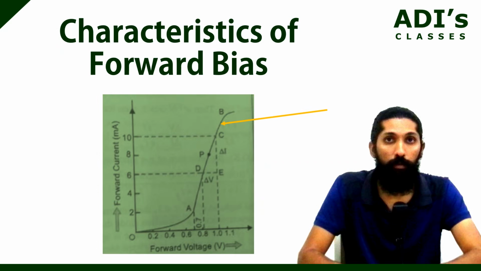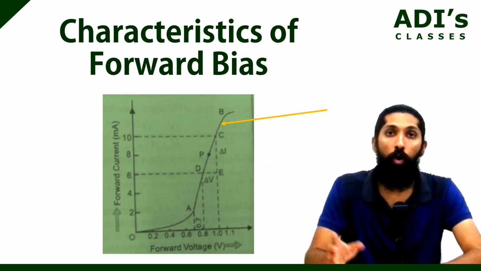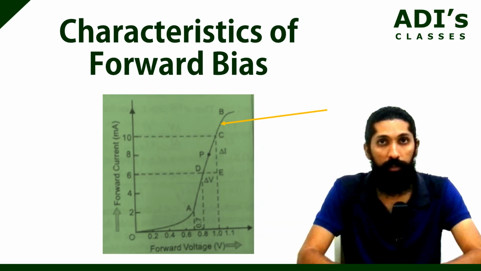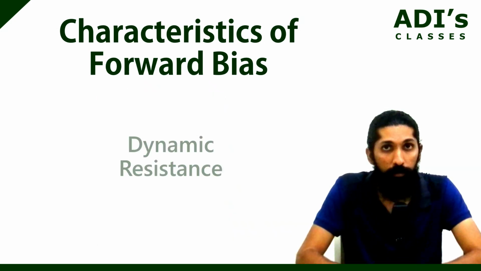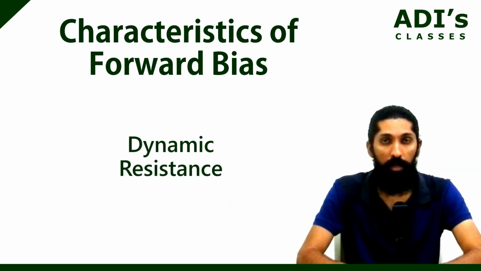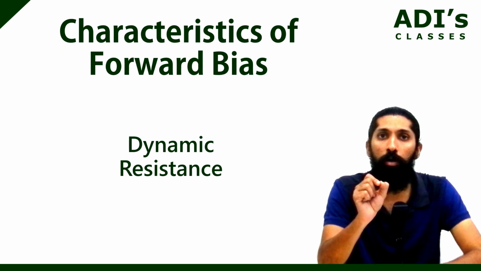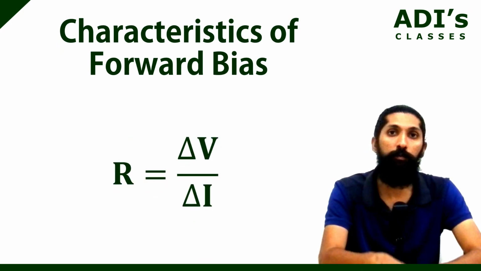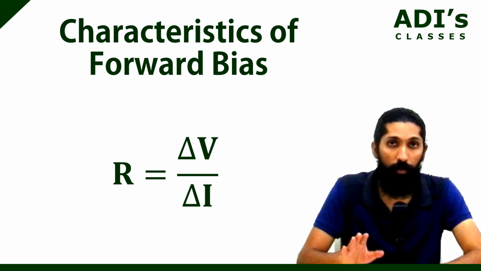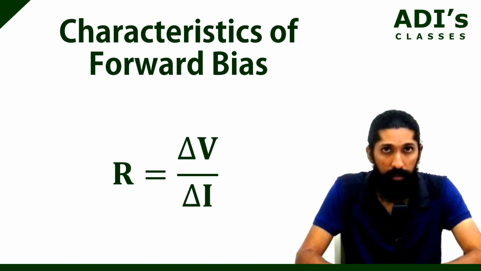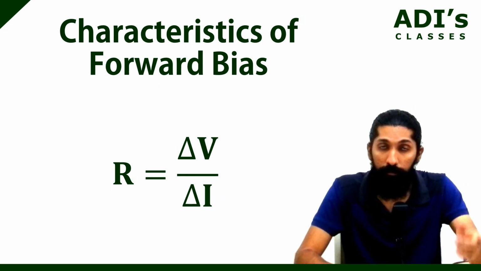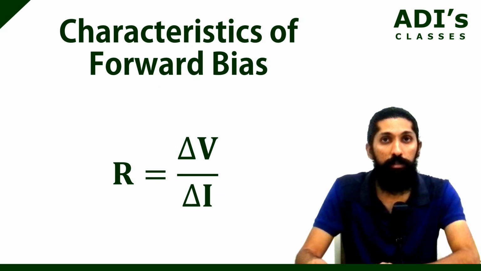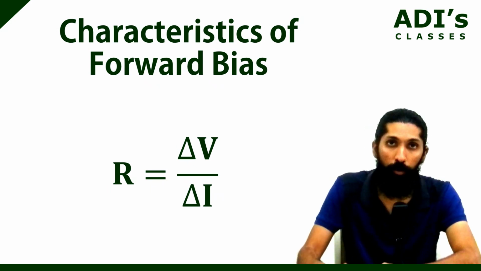Now here, when we talk about resistance, resistance is clearly not constant. Ohm's law fails in this particular case. So what we have is dynamic resistance. In the sense, we take only a small region of delta I and delta V, then we calculate the resistance. So the dynamic resistance R is equal to delta V by delta I. This is the formula for resistance under forward bias.